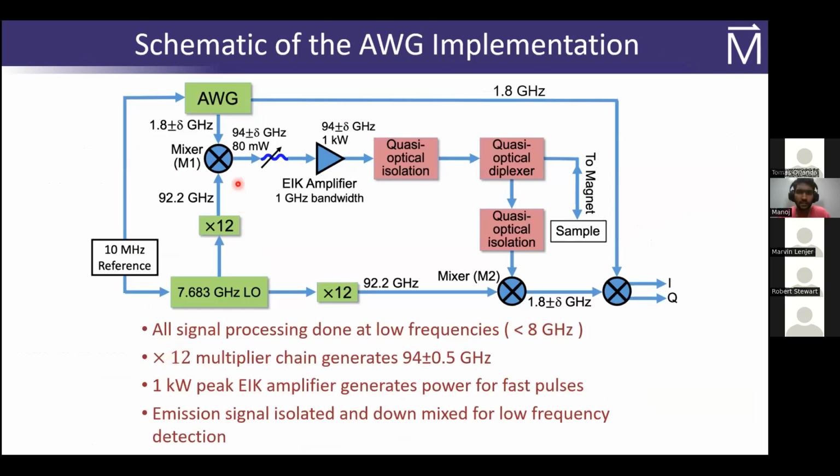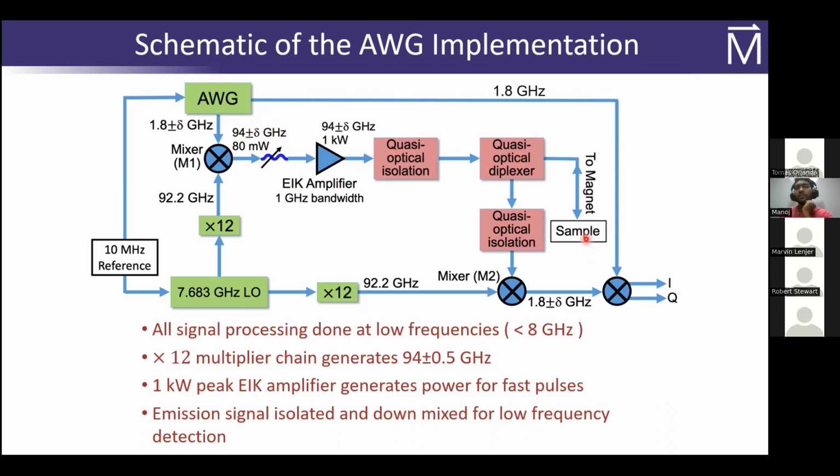Okay, so this is the schematic of AWG implementation on the HiPER. All the signal processing is done at the low frequency. We have a base frequency of 7.6833 gigahertz generated from the local oscillator, which gets multiplied by 12 times to give 92.2 gigahertz, which is then mixed harmonically with 1.8 gigahertz plus or minus a sweepable offset from the AWG, resulting in 94 gigahertz plus or minus the sweepable offset frequency, which is then amplified with the Claystone amplifier, then passed through the quasi-optics to the sample.